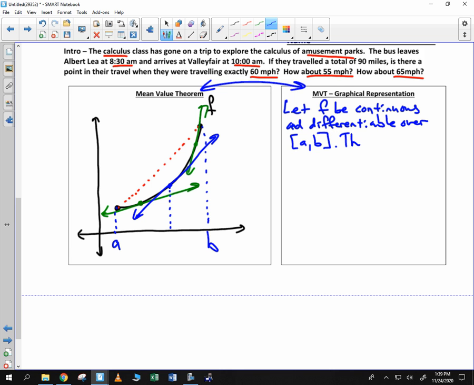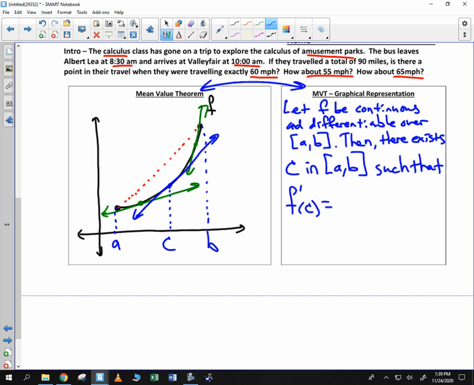Then there exists c in the interval (a, b). So c sits somewhere in between a and b, such that the derivative at c, so f prime of c, is equal to the average rate of change of the function.